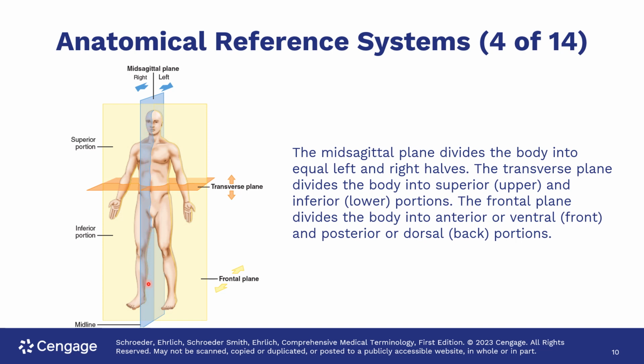The transverse plane divides the body into the upper, superior, and lower, inferior halves. The frontal or the coronal plane divides the body from the front half, anterior, to the back half, which is posterior.